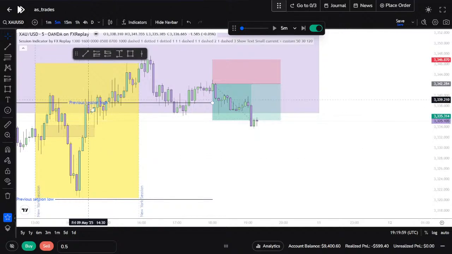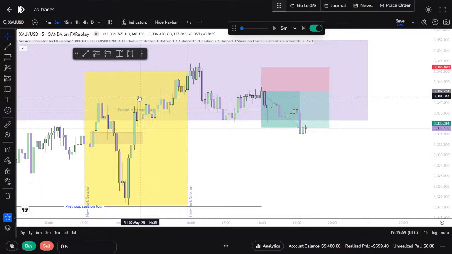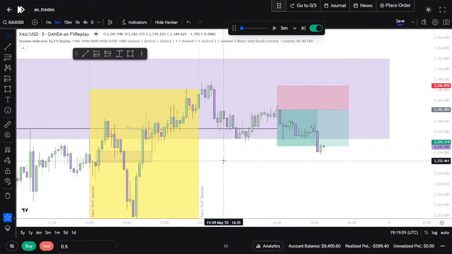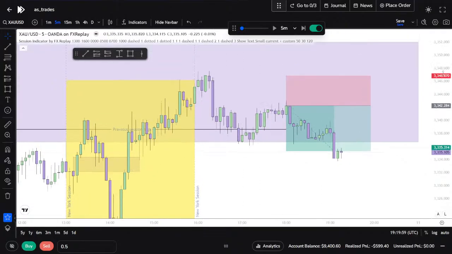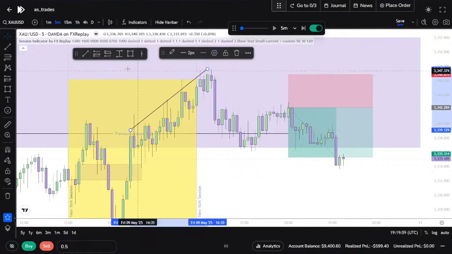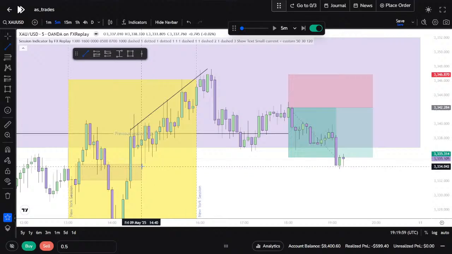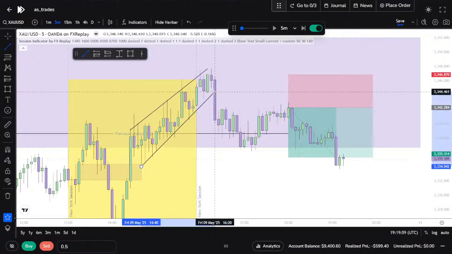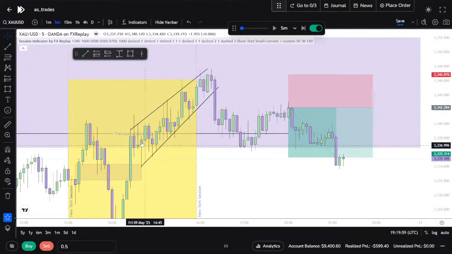Then when it reached this high again, about here, this candle where it took out the previous high, I was looking for signs of reversal, but as you can see, it went in an uptrend. This would have been a good time for the support and resistance traders to trade. That's a perfect opportunity.